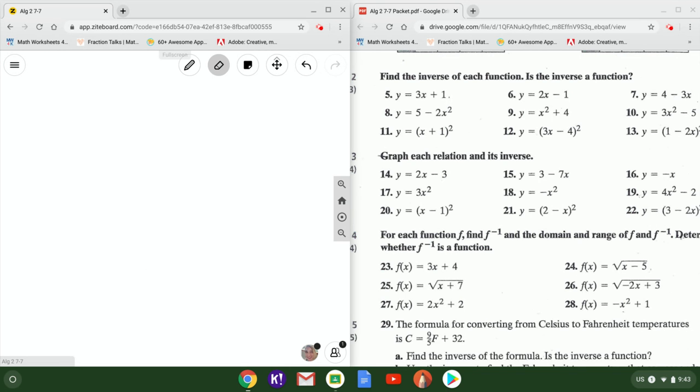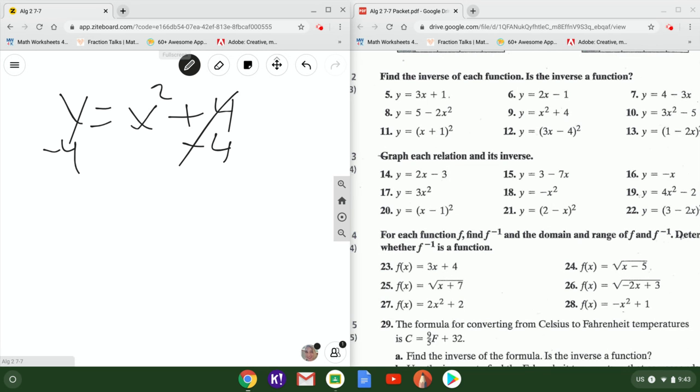So I was going to do number 9. When you have an x squared in there, so 8, 9, and 10 are really similar, you want to try to isolate the x squared and then square root at the end. So like for number 9, where it has y equals x squared plus 4, you want to subtract 4 first, and then you're going to square root.